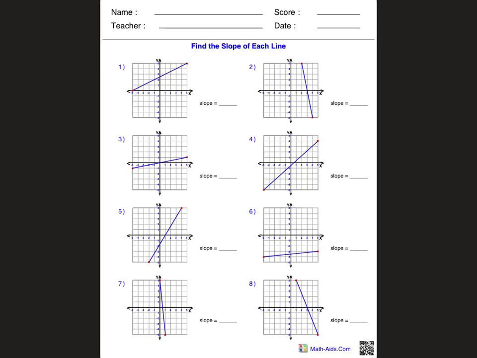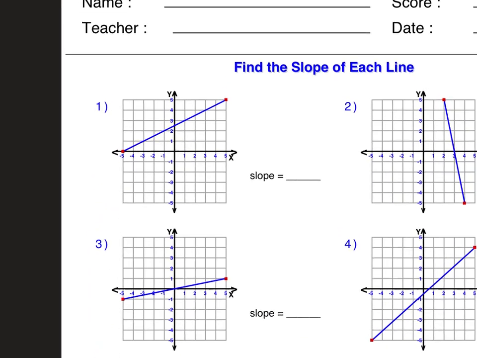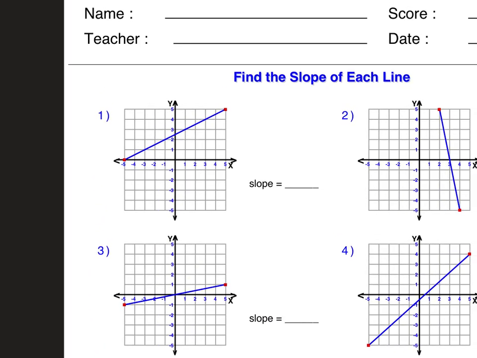All right, find the slope of each line. So let's do this. The first thing you want to do is start with the dot on the farthest to the left, right? Left is over here, right is over here. And you want to draw a triangle. It's a right triangle, right?